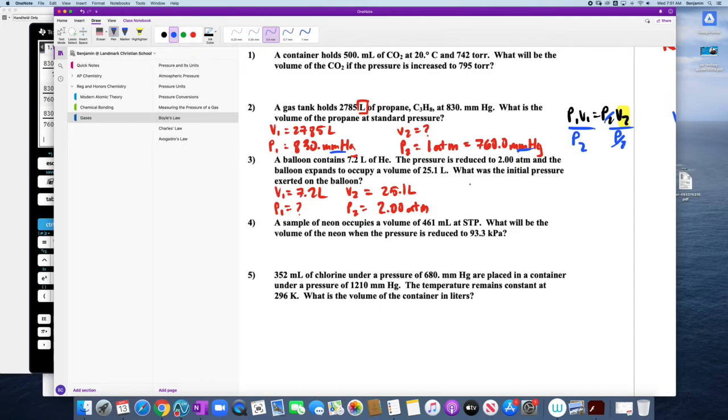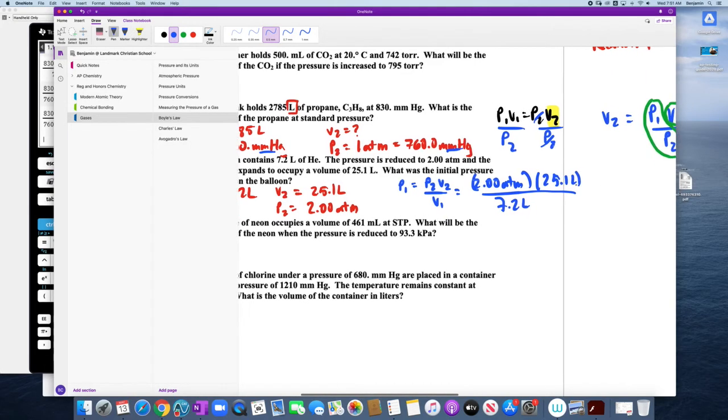Rearranging Boyle's law, you can verify that I've done this correctly, but P1 is going to be P2 V2 over V1. Plugging in our values, 2 atmospheres times 25.1 liters over 7.2 liters. And again, our units for volume cancel out here. Atmospheres will be the unit for our final answer.